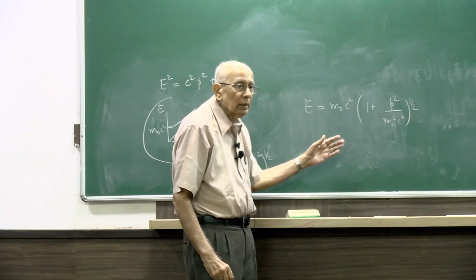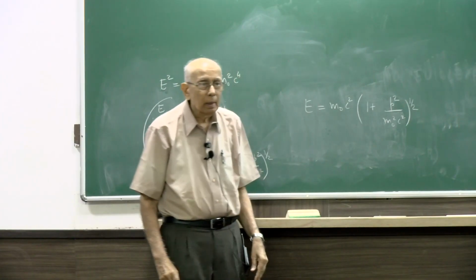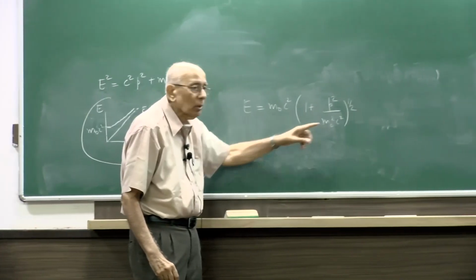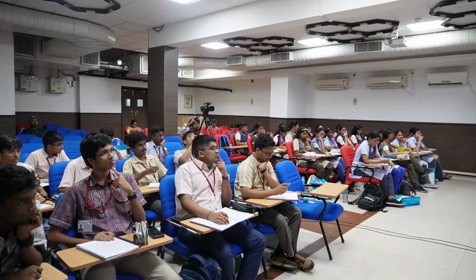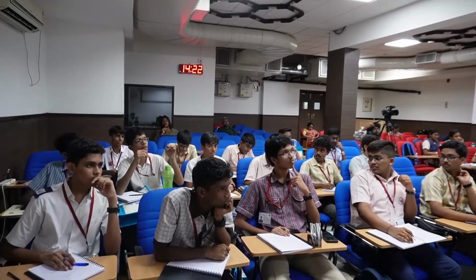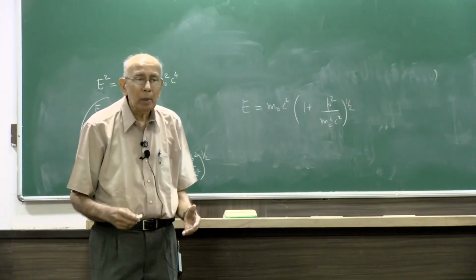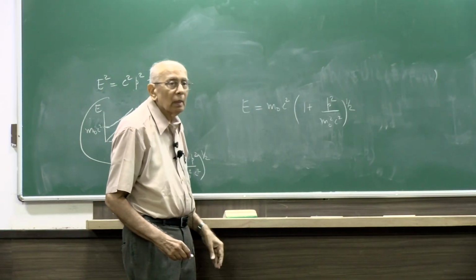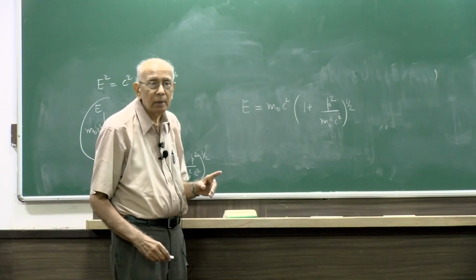What would I do next? I want a systematic expansion in p over m naught c. What would I do? Approximate the small correction to be 0 and then just take that one. What result in algebra do I use in order to expand this in a power in p over m naught c? The binomial theorem for fractional index.